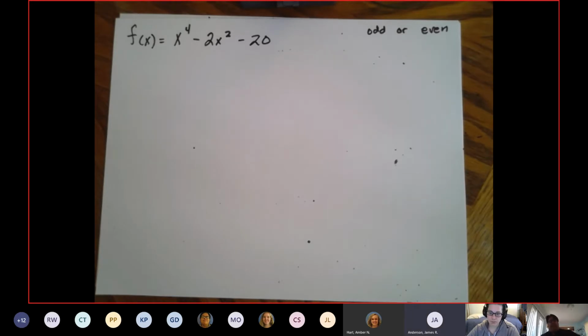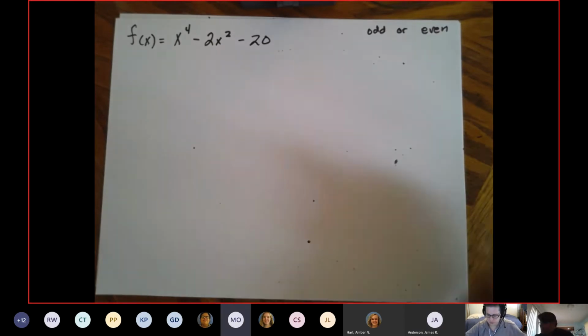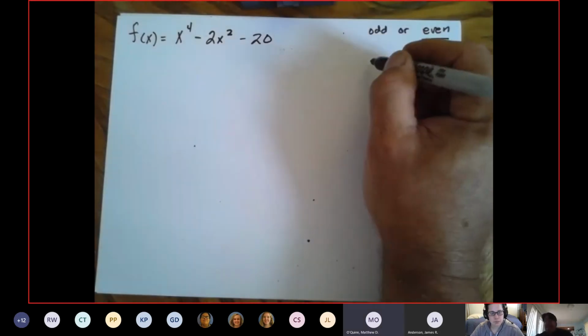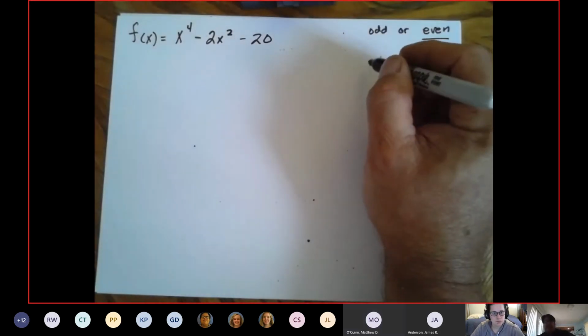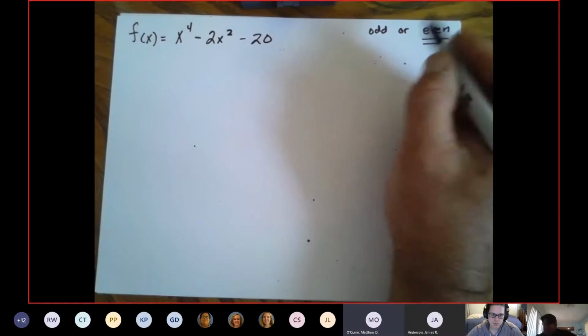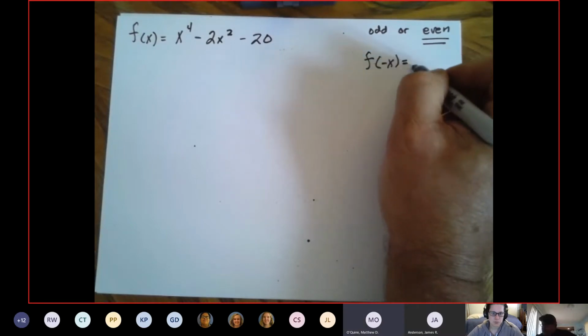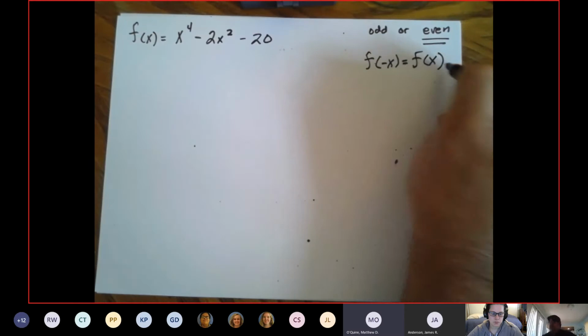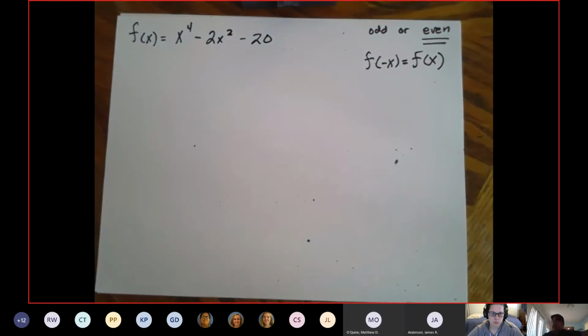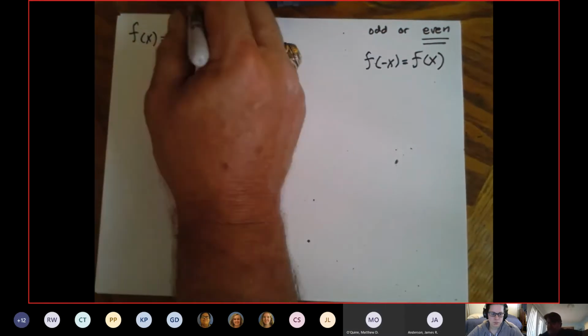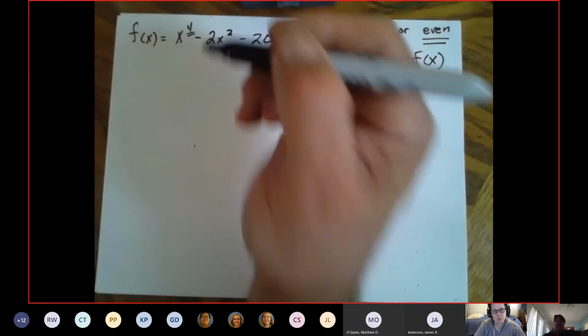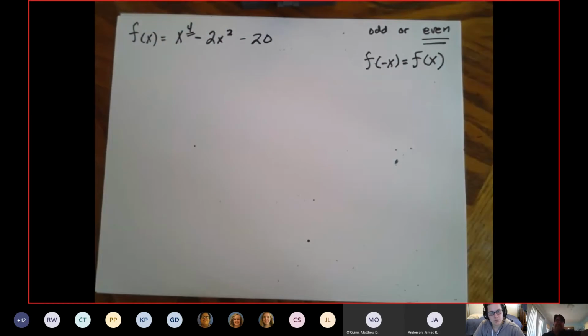Does anybody remember the rule for even? Symmetrical across the x-axis. Well, no, what's the algebraic rule? What's the formula? Oh, f of negative x is equal to f of x. There you go. I'm checking to see if it's even first because I see that the leading term is an even term.